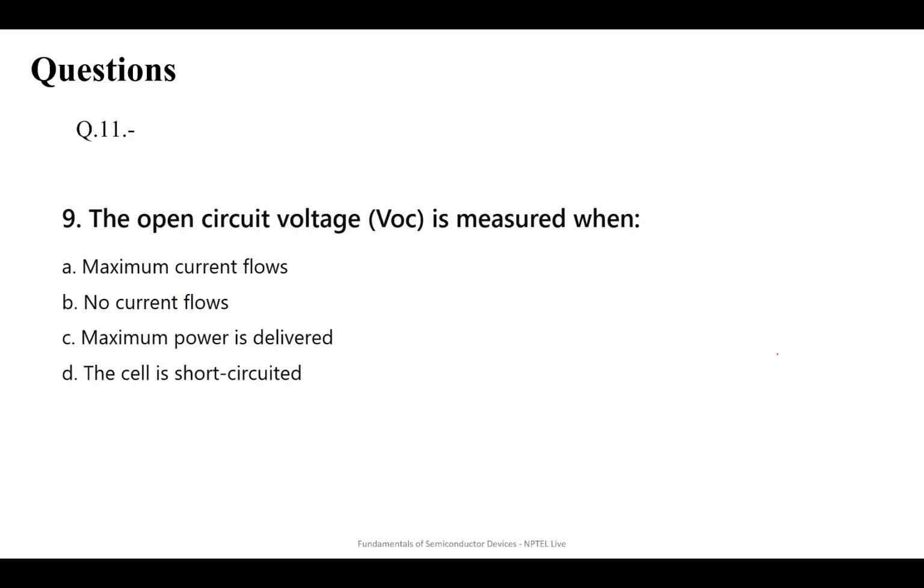The open circuit voltage is measured when maximum current flows, no current flows, maximum power is delivered, the cell is short circuited. Maximum current flow. Wrong. It's no current flow. We just talked about it. Oh, sorry. So VOC is the maximum voltage that your solar cell is giving out, and ISC is the maximum current that your solar cell is giving out. So you want both of them to be maximum. You want maximum VOC, maximum ISC, but that is not possible.